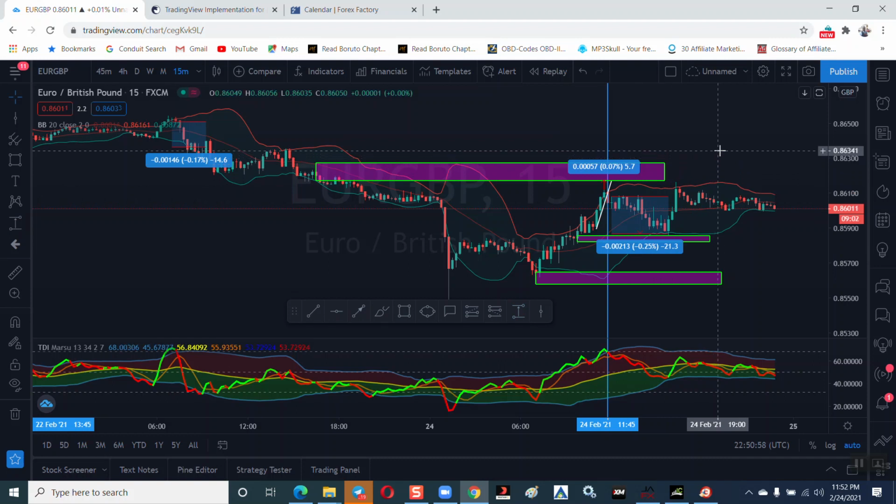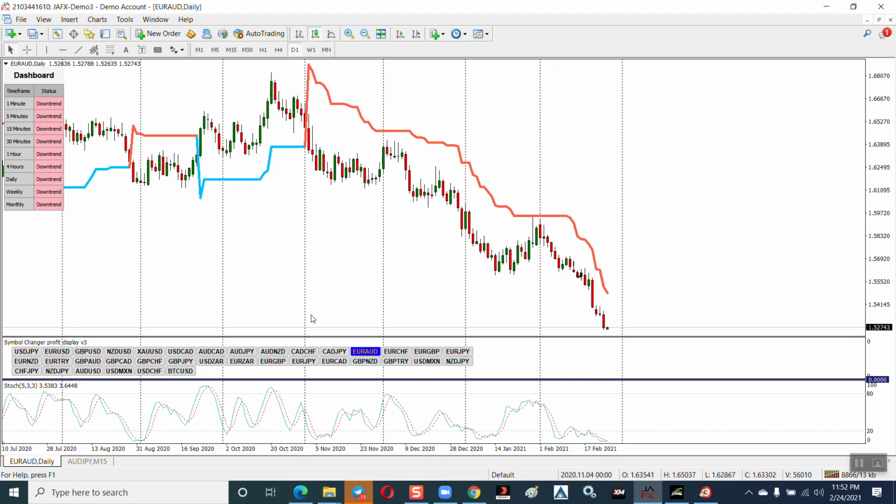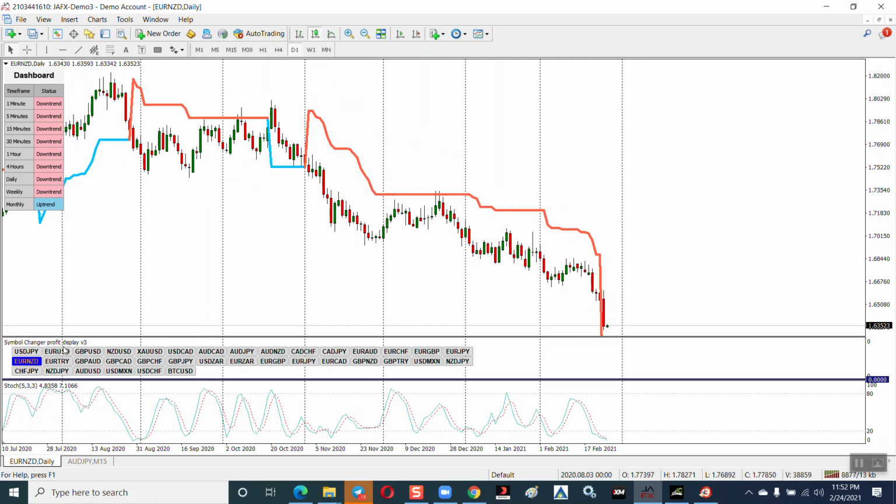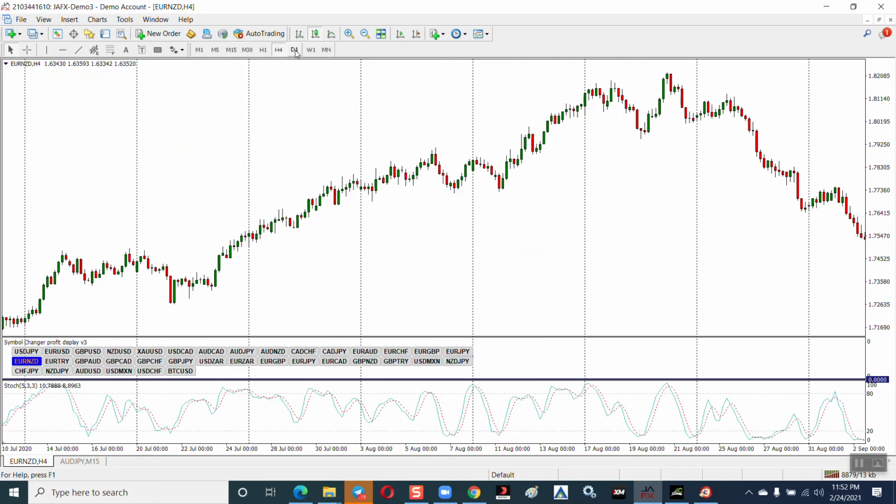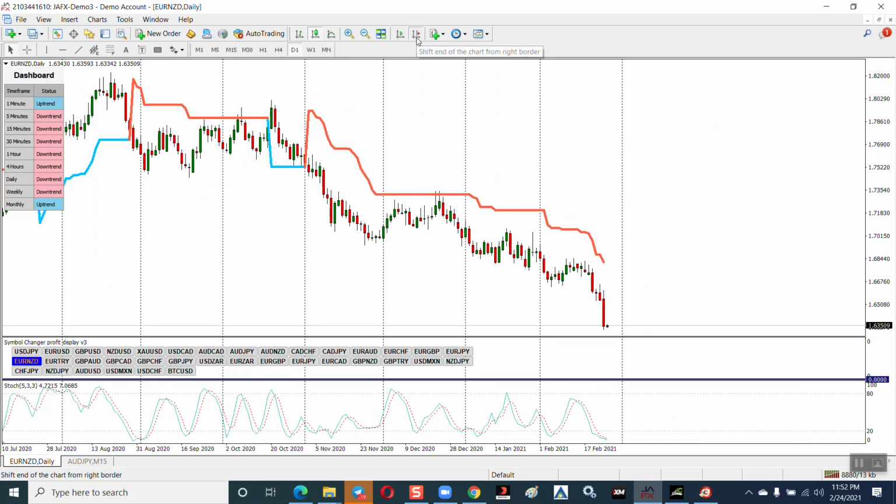Number one, look out for the trend of the market from the H4 and daily time frame. Synchronized trend from this indicator is very good. If you can get it, fine, you can use it, right? Once you've got the trend of the market, then you look out for the Bollinger band and TDI, right? Look at this, look at Euro NZD, all downtrend. So there's no way you buy this market, right?